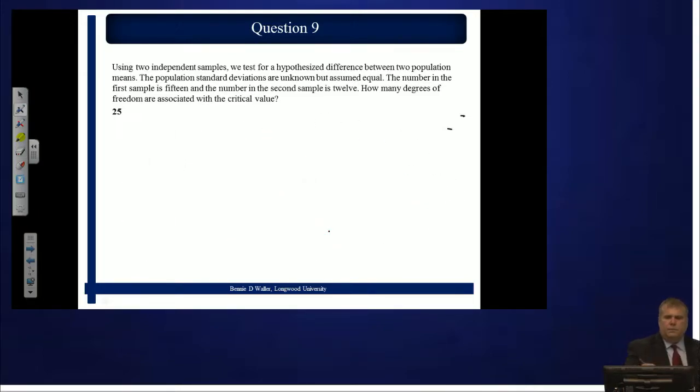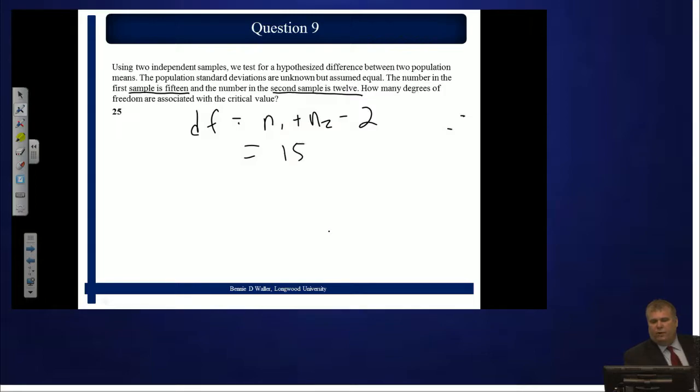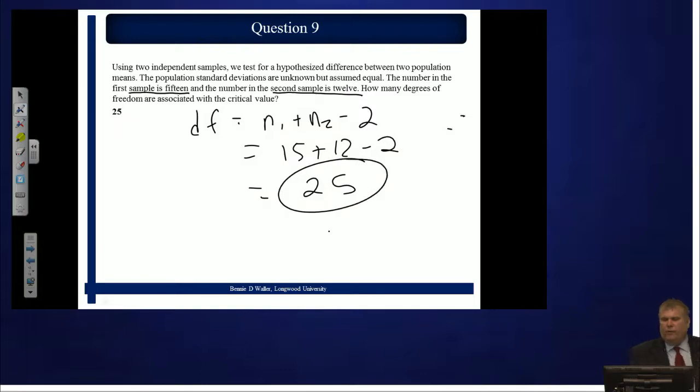All right, number 9 says, using 2 samples, we test for a hypothesized difference between population means. Standard deviations are unknown, but assumed to be equal. The number of degrees of freedom in the first one is 15. Number in the second is 12. The number in the sample is 15. The second is 12. How many degrees of freedom? You need to just know N1 plus N2 minus 2, which is basically what you just did in the previous one. 25 degrees of freedom.